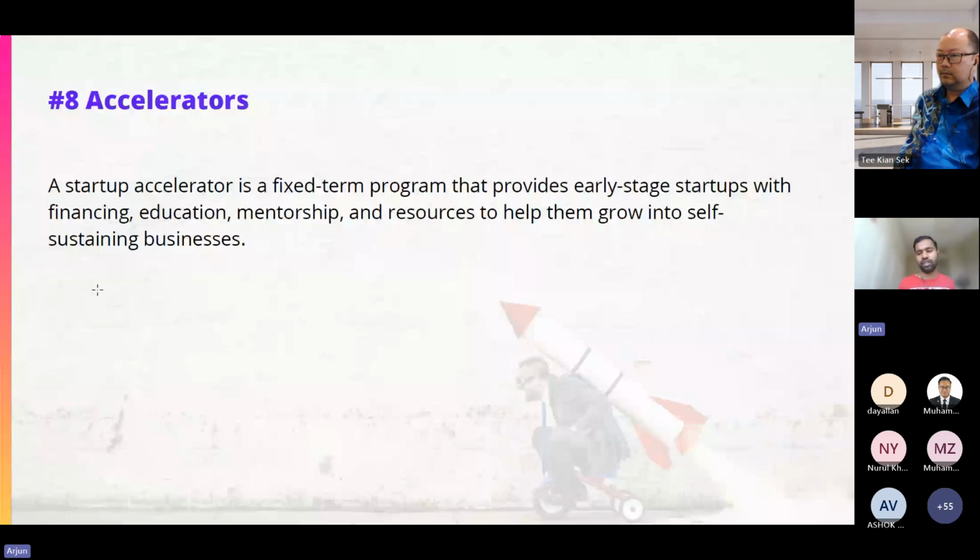Basically, they help you with guidance, mentoring, and education. Sometimes they even fund your startups as well. They help you to build a team. They help you to build your product. So a lot of different things.